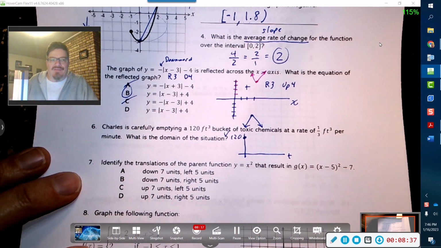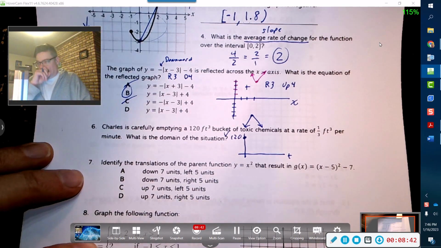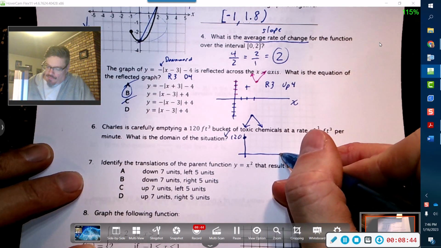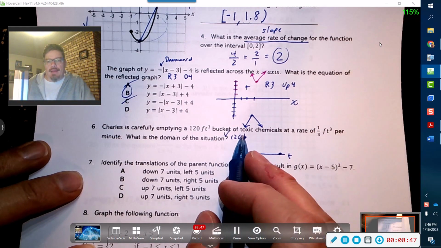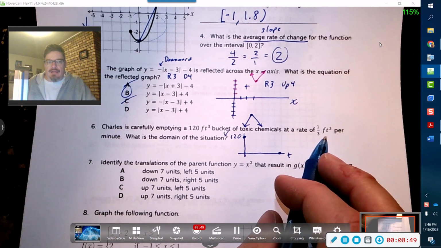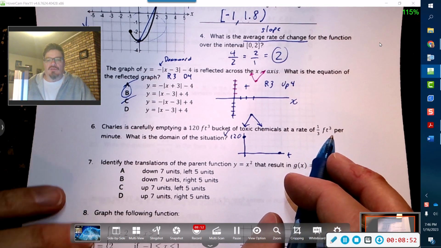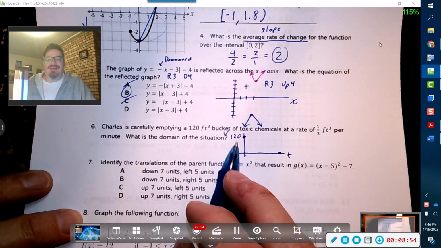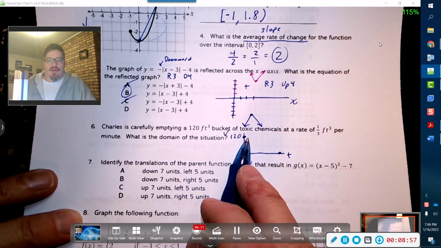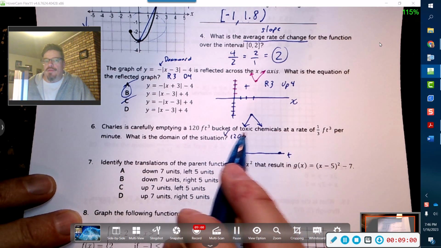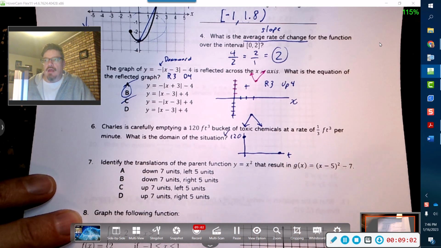I can't have negative volume of a bucket, or negative toxic chemicals. All right, so I'm going to have to stop right here, okay? All right, I empty it out, but the rate is a constant rate, 1/3 cubic feet. So what I have to think of is that every single time, every minute I get 1/3. So that means every 3 minutes I lose 1. Okay, every 3 minutes I lose 1 cubic foot. This thing is getting poured out very slowly.